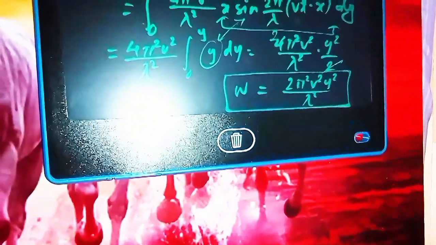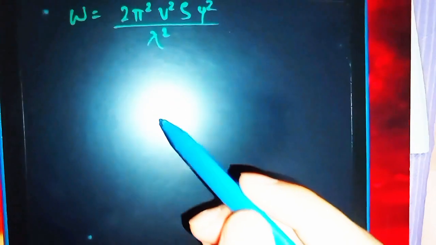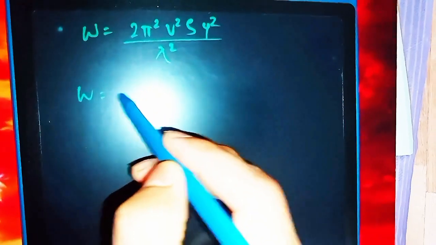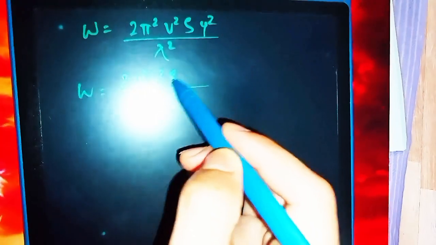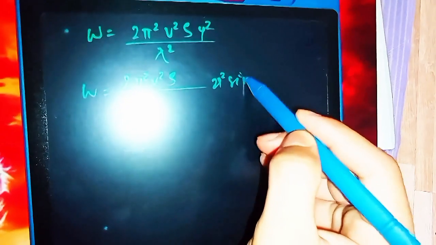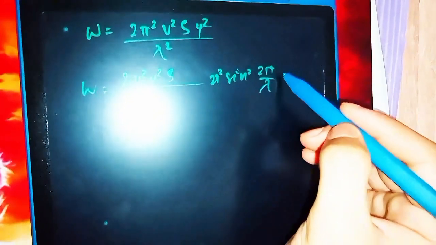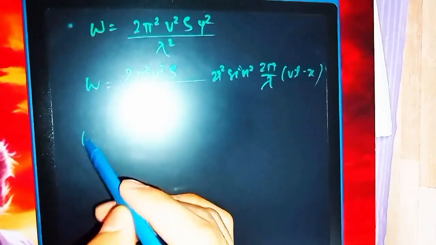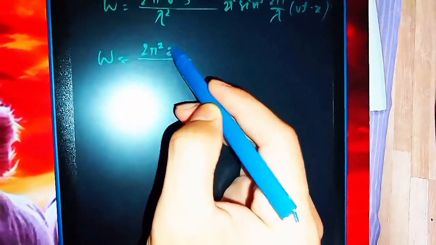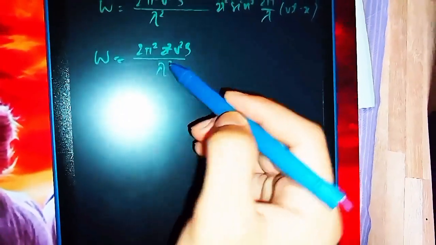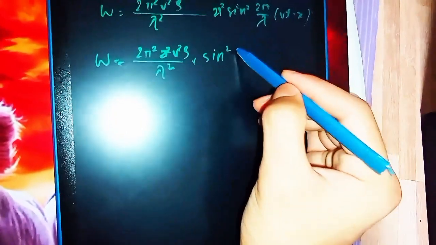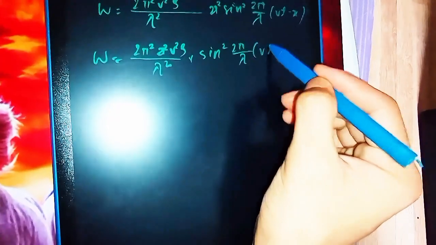As we got this work done, now we will substitute the value of y again in this equation. So work done will be 2π² v² rho by λ², and the square of y is a² sin²(2π/λ)(vt − x). The work done will be 2π² a² v² rho by λ², and I just wrote it like this by arranging terms, nothing more than that.